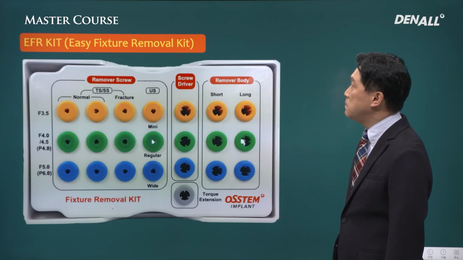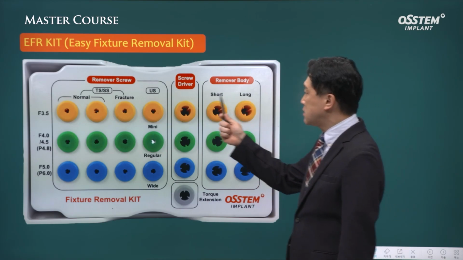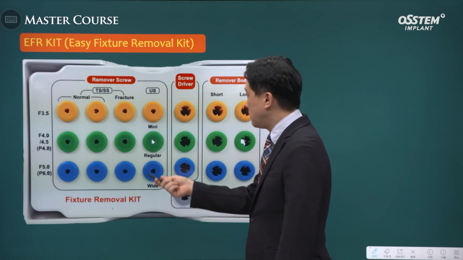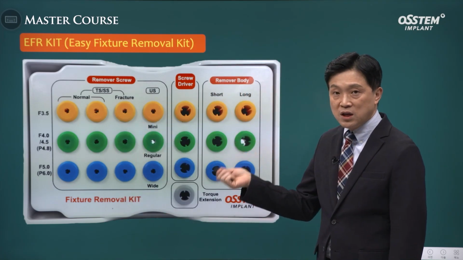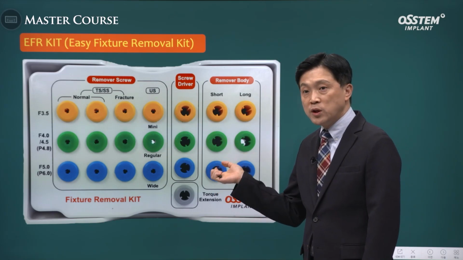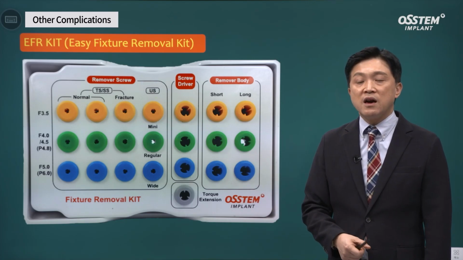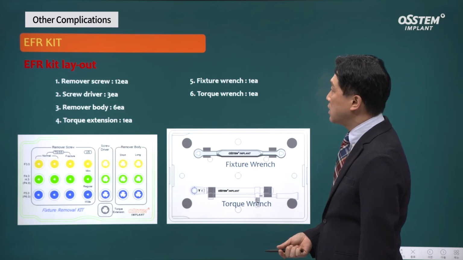From Osstem, there is the EFR kit, Easy Implant Removal Kit. External hex, tissue level, and internal submerged type implants can all be removed. If you use this, then you can reduce the level of bone loss and do implant removal in a very clean way. Also, you can place an implant at the same time.